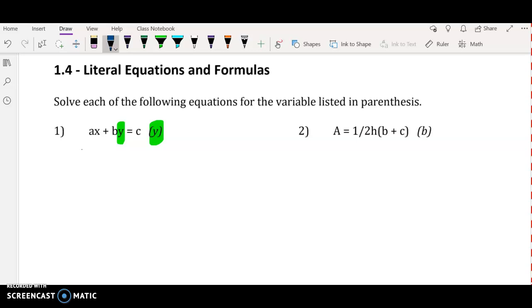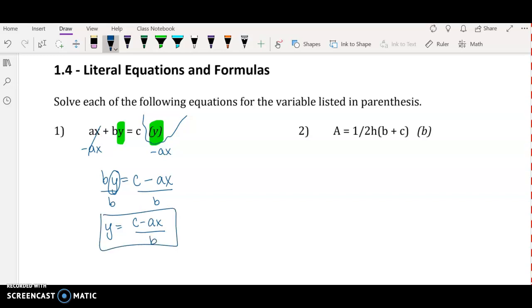So for number one, what we're going to do is move the ax to the other side because that's being added or subtracted. So we have by equals, and this y right here, sorry, is not part of the problem. So it's c minus ax. Now our goal is to get y by itself. So right now the b is connected through multiplication. So in order to undo that, we're going to go ahead and divide both sides by b. So you can write this two different ways, c minus ax over b, or you can also do c over b minus ax over b. Either one of these is correct, and I'll accept both answers.